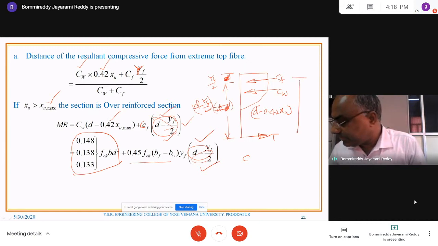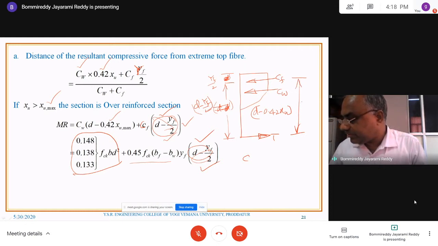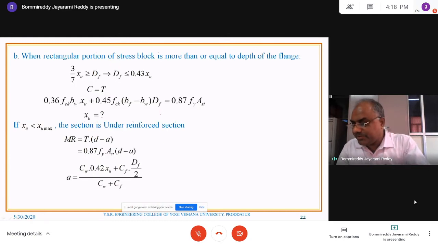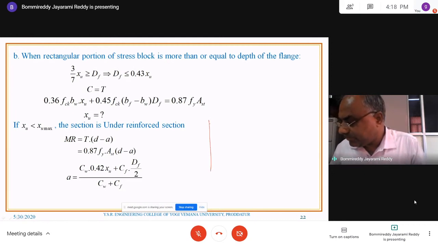So what is it that we are doing? You know this distance: CF multiplied by that distance, which is nothing but D minus YF by 2, that we are writing. And CW multiplied by D minus 0.42 XU. So remember, the first term is always the singly reinforced term. The second term is only for the flange purpose. Now, what is going to happen in this case is, in this case of the flange.